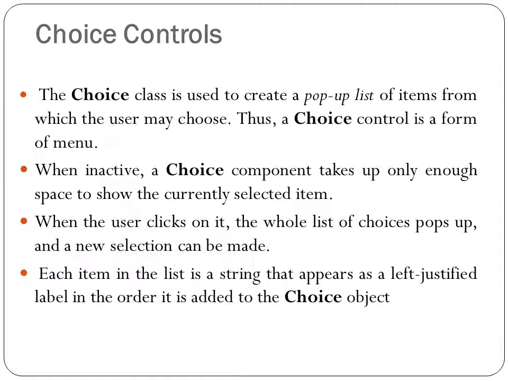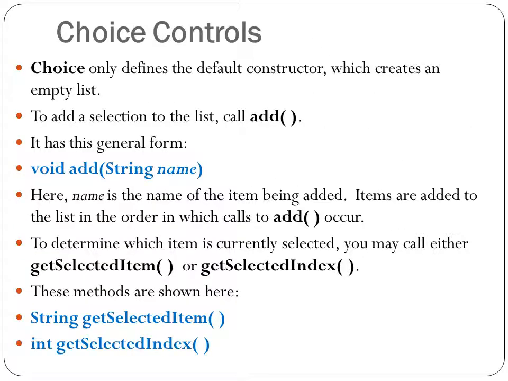First one is the choice control. What is the choice control? It is a form of menu. Using this control, we are able to create a pop-up list of items and the user can choose items from that list. If it is inactive, it will show only the currently selected item, and only when the user clicks on that control, the whole list of choices will pop up and we can make new selections. Each item will appear as a left justified label, and it has only a default constructor.